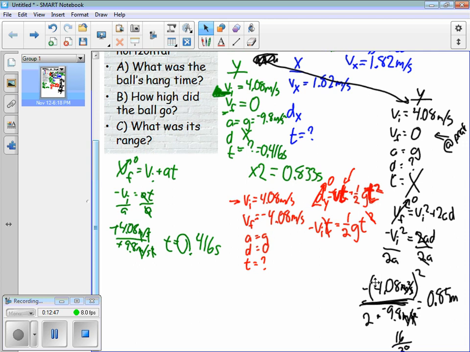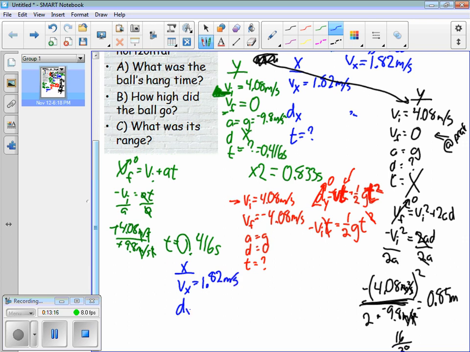Then finally, part C, what was the range? Now, I'd originally written in blue up here, but, oh shoot, there's not really enough space. Well, let me do it all again. So my displacement on the x can be figured out this way. I'm rewriting the velocity on the x. That was 1.82 meters per second. My displacement on the x is what I'm going to be looking for in part C. It says, what is my range? And then my time, well, that's the time I'd gotten from before. That's this guy.